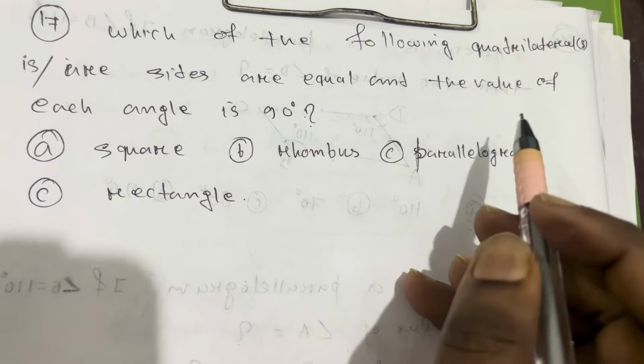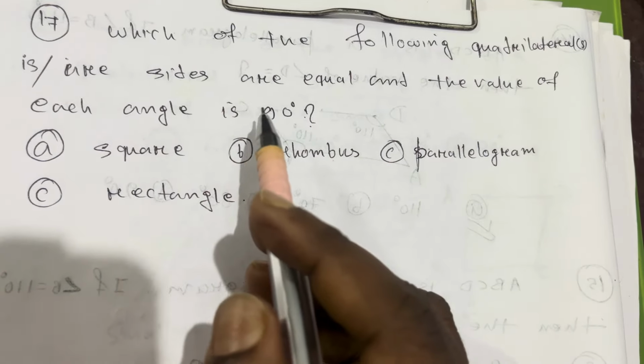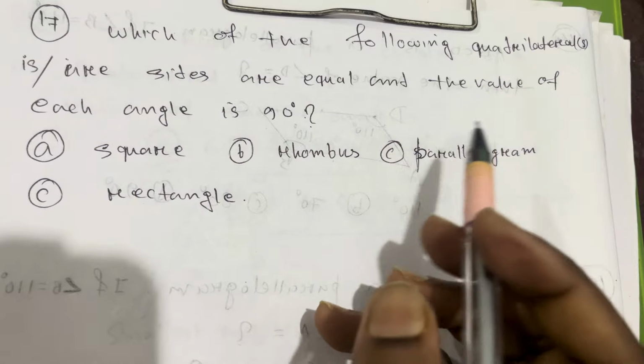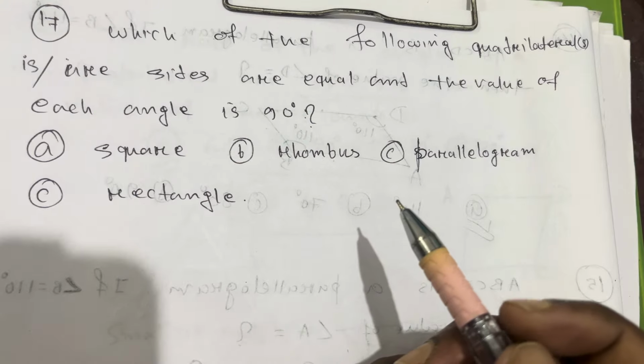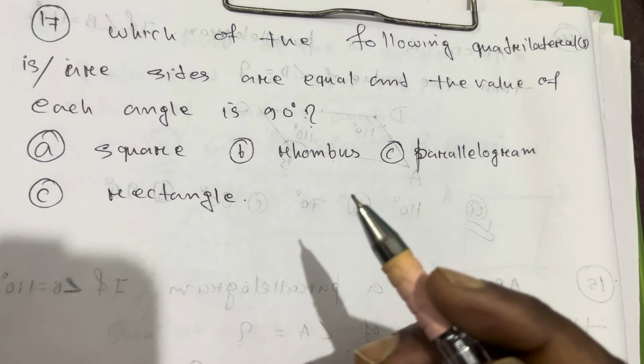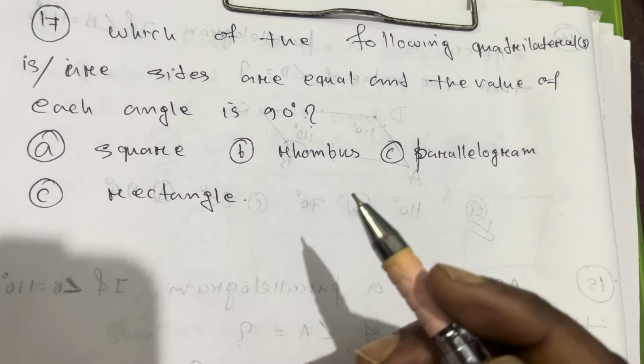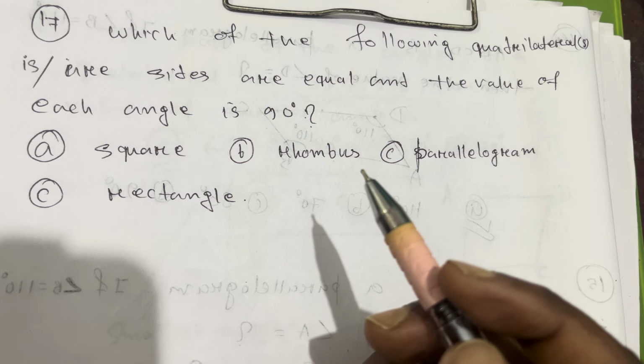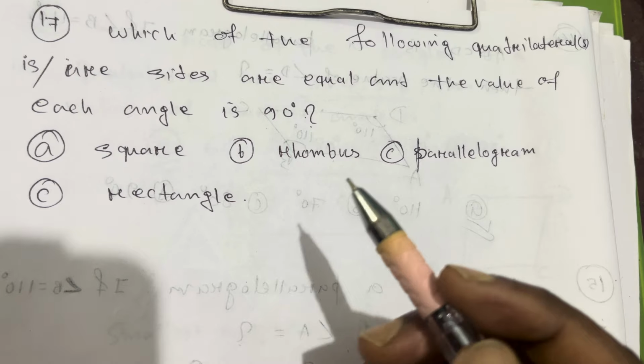Which of the following quadrilaterals has all sides equal and the value of each angle is 90? This is very simple. As you know, square and rhombus have all sides the same, but for a rhombus the value of the angles is not 90.